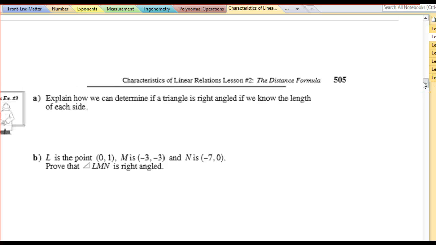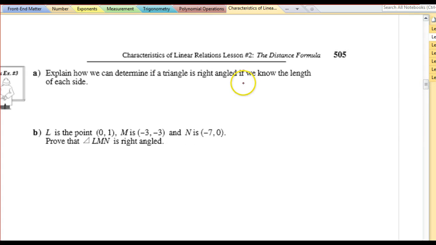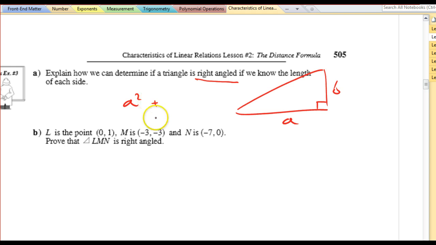Explain how we can determine if a triangle is right angled if we know the length of each side. Okay, this is just the Pythagorean theorem. It's going to be right angled if and only if I square the two short sides and add them together, and that equals the square of the long side, then we know it's a right angle triangle. Okay, let's check this one out.